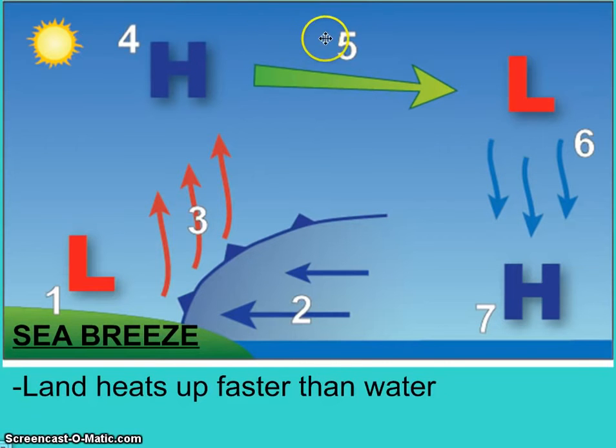And so at step number 5, that high pressure air in the atmosphere is going to move toward low pressure. And this air is going to then start sinking. And as it sinks, it's then going to move toward the land. Now, it's called a sea breeze because this high pressure air that's coming in off the ocean is coming toward the land. So we call it a sea breeze because it's coming from the sea. So just remember, during the day, we have a sea breeze.